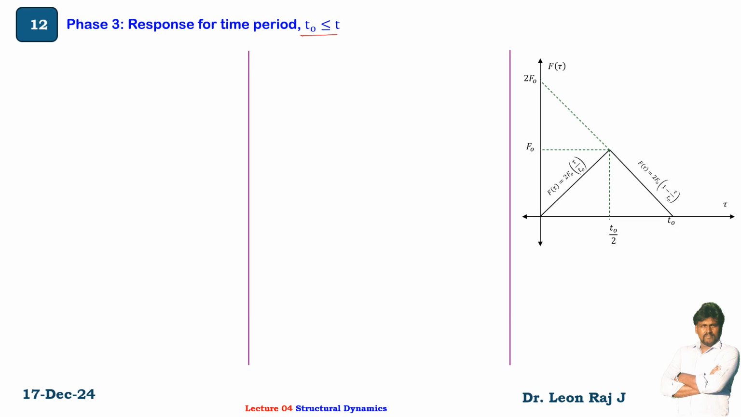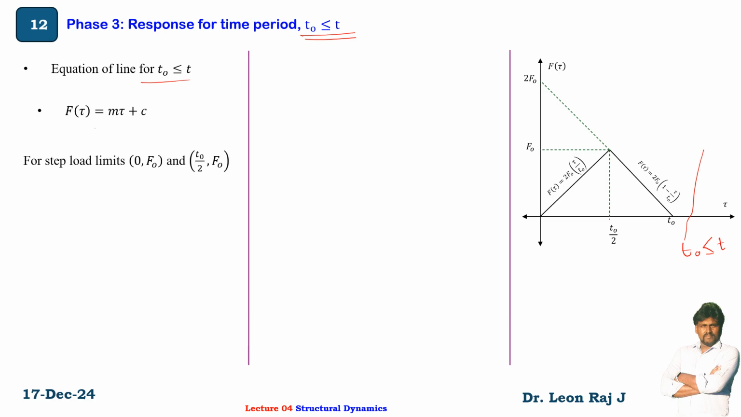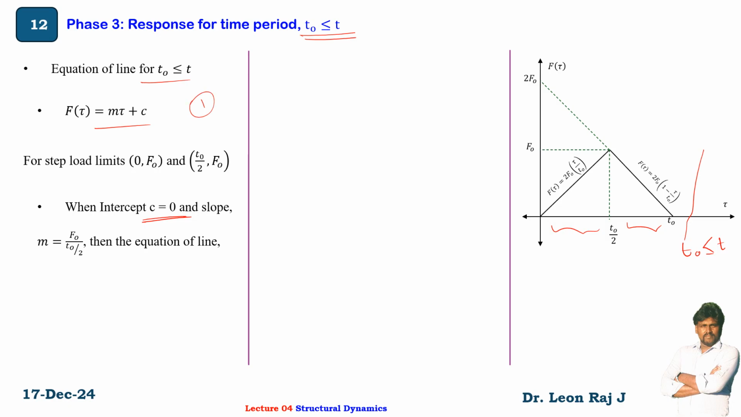So now the response for a time period t greater than t0. This is your t0, t is greater than t0. So for that you have to find the response. The equation of the line is required for these two lines. For t less than t0, for 0 to t0, f of tau equal to mx plus c, so this equation and this line need to be written here. So intercept c equal to 0. This is your first line, this is your second line. So f of tau equal to 2 into f0 divided by t0 into tau.